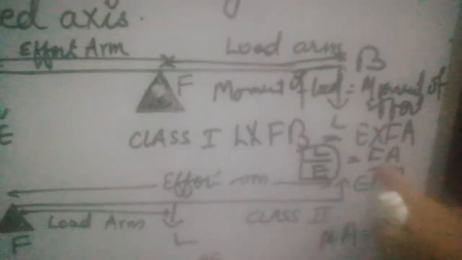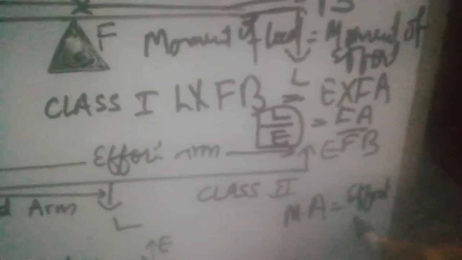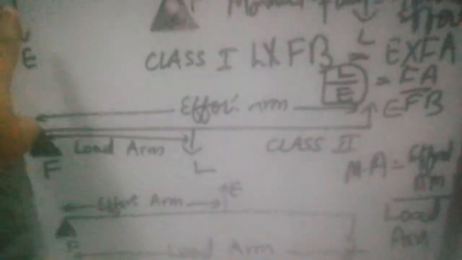So mechanical advantage is equal to FA, which is the effort arm, divided by the load arm. Did you understand now? This is the principle of a lever. What is the principle of a lever? The clockwise moment of load about the fulcrum is equal to the anti-clockwise moment of the effort about the fulcrum.